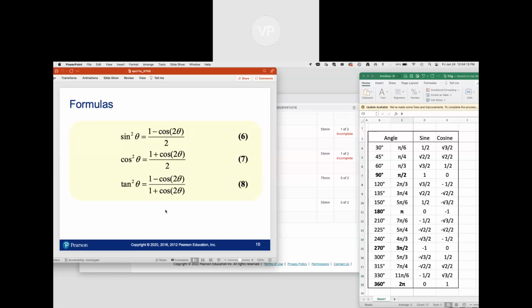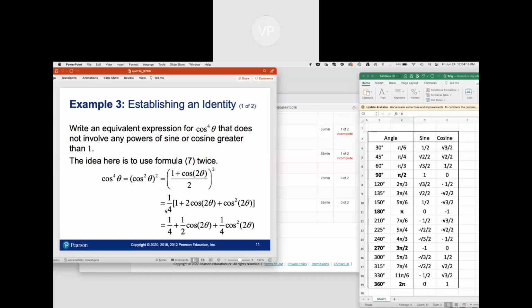So as you see me do problems, I'm going to keep going back and forth between all these slides just to show you what we're dealing with. So in this particular case here, we're going to write an equivalent expression for cosine to the fourth.